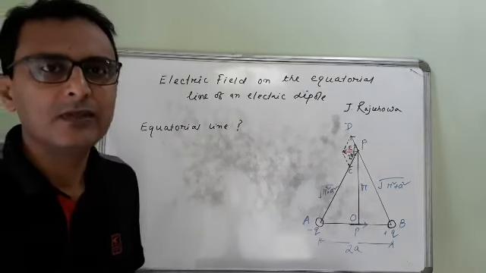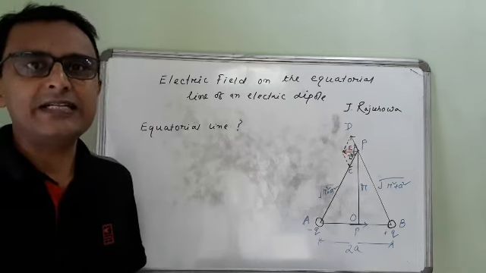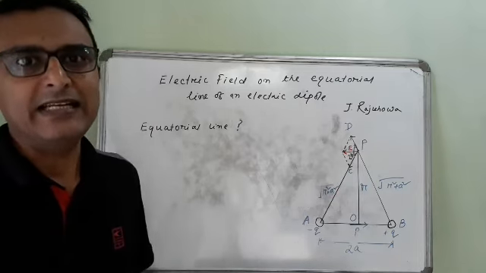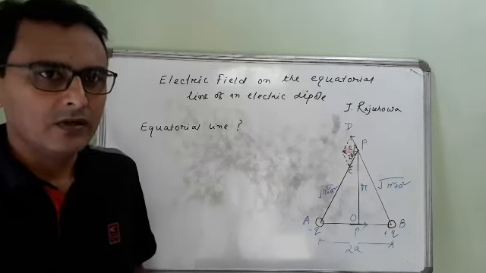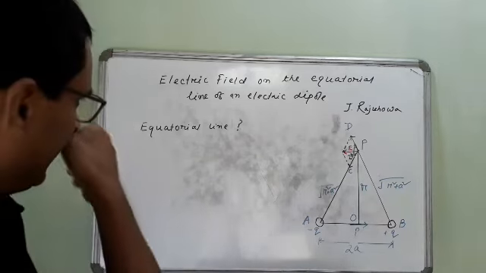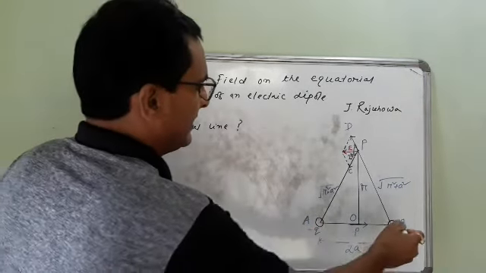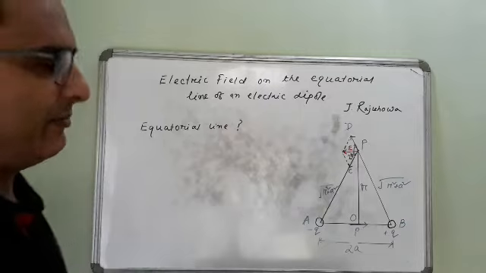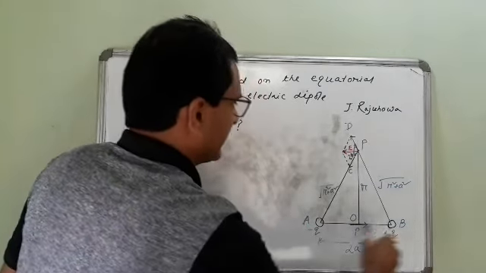Welcome students. Today I am going to discuss with you how we can calculate the electric field at an equatorial point of an electric dipole. Now, what is called the equatorial line? See here, AB is an electric dipole. Now this is the axis of the electric dipole.